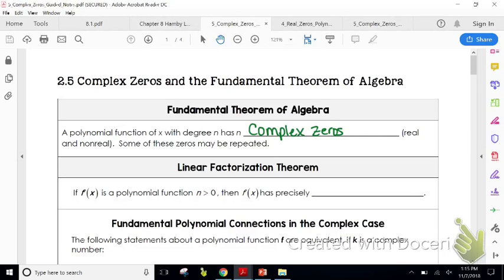Alright, then the linear factorization theorem says if f of x is a polynomial function where n is greater than 0, then f of x has precisely n linear factors. And we saw that in the previous lesson in 2.4, because we were able to find our zeros and then we plugged them back in as a factor with x. And so it doesn't matter if I have 10 different zeros, I can plug them all back into a factor with x, and therefore I would have 10 different factors as well.